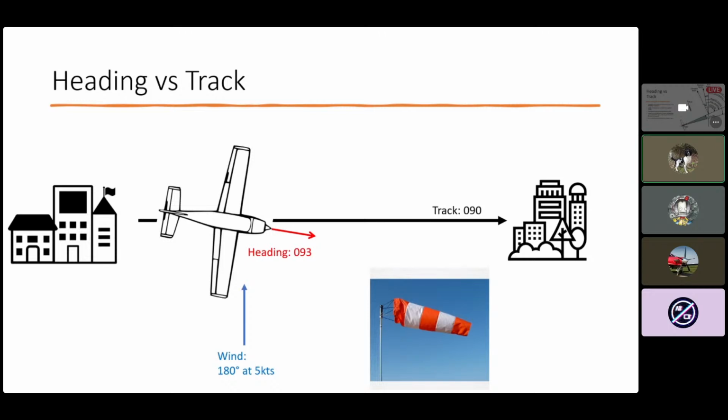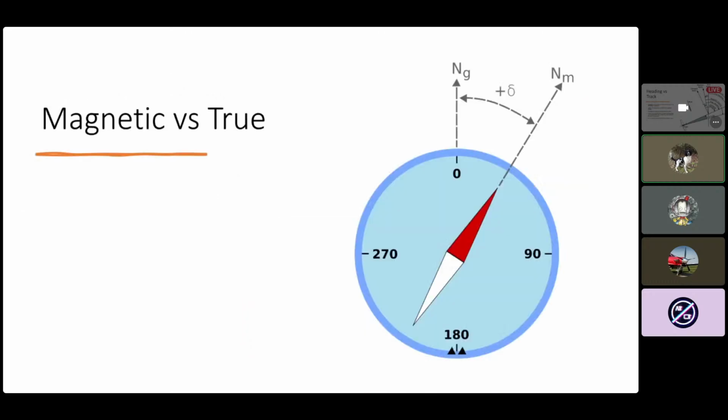The next thing I want to briefly cover is the difference between magnetic and true course, or magnetic and true heading. Does anybody know? And if not, can anybody take a guess at what these two things are? Well, the magnetic pole is not on the North Pole. So magnetic would be pointing to the magnetic pole, true to the true pole.